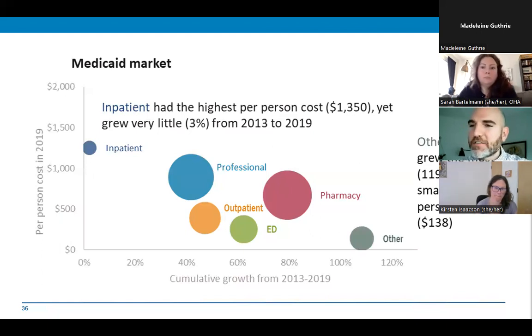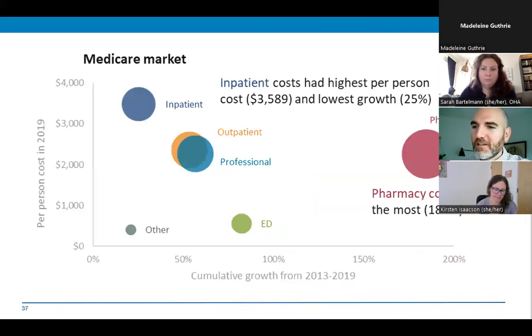Okay, now let's jump to Medicare. Medicare, yet a third story, right? This is very different than the other two. So inpatient, clearly the highest cost, the highest bubble, relatively low growth, similar to the other two, but much higher. Inpatient has the highest per person cost at about $3,500, but really the lowest growth at only 25%.